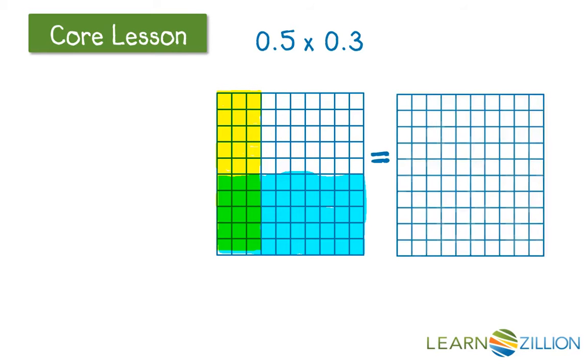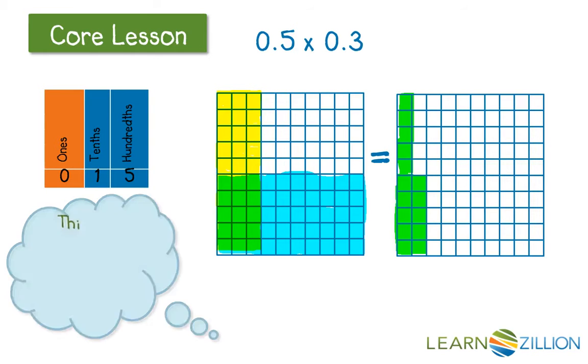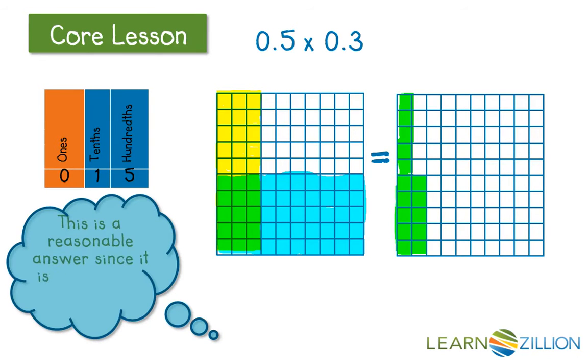Let's take a look. If we wanted to combine those 5/10 of 3/10, I could take one of the pieces, two of the pieces, three of the pieces, all three of those pieces, and I would be able to see that that's 1/10 and 5 hundredths. This is a reasonable answer since it's close to my smart estimate.